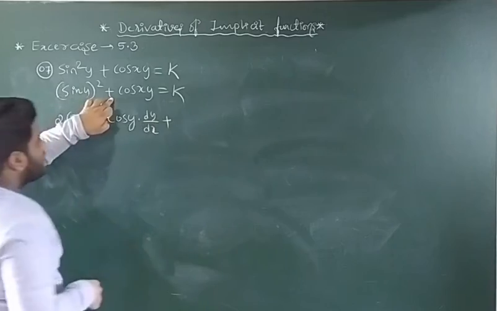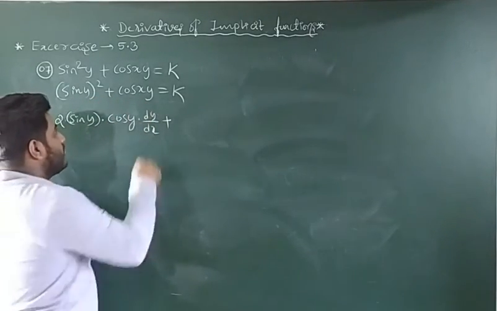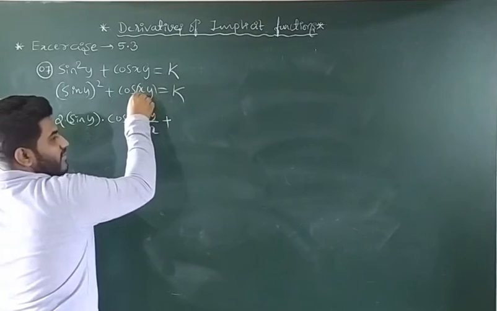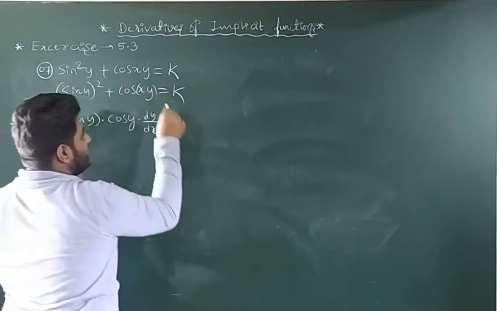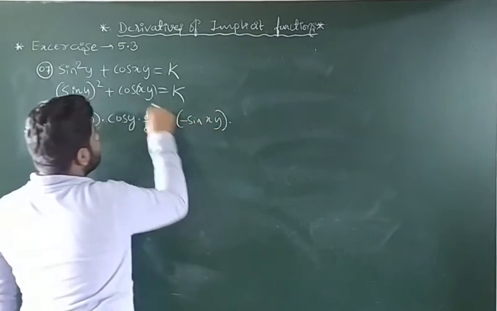Next, plus is there, you write plus. Now we should do differentiation of cos xy. So let us treat this as an x. So cos x differentiation is minus sin xy into differentiation of xy.